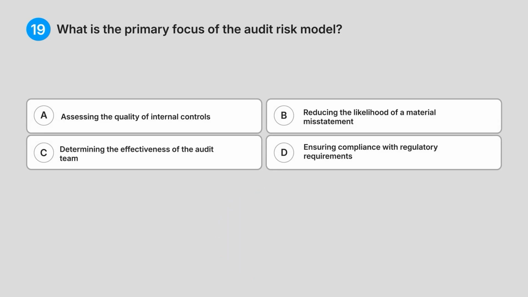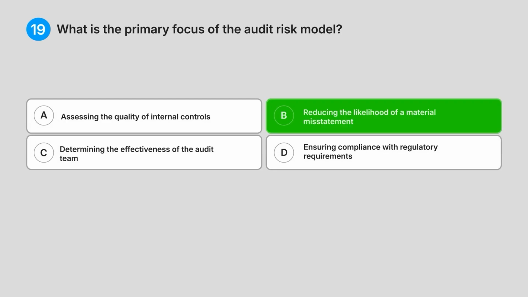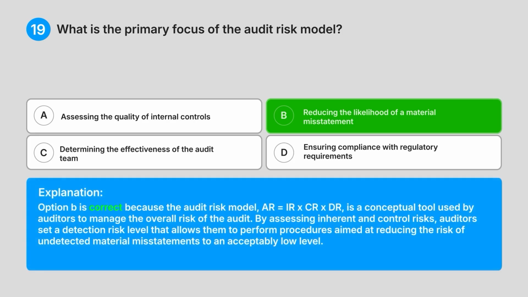Correct answer, B. Reducing the likelihood of a material misstatement. Explanation. Option B is correct because the audit risk model, AR = IR × CR × DR, is a conceptual tool used by auditors to manage the overall risk of the audit. By assessing inherent and control risks, auditors set a detection risk level that allows them to perform procedures aimed at reducing the risk of undetected material misstatements to an acceptably low level.